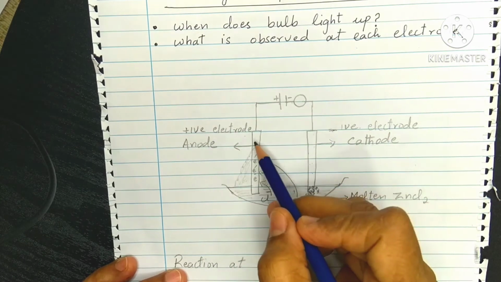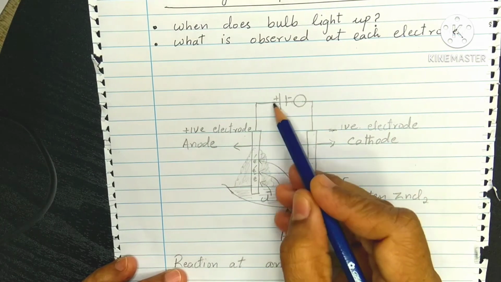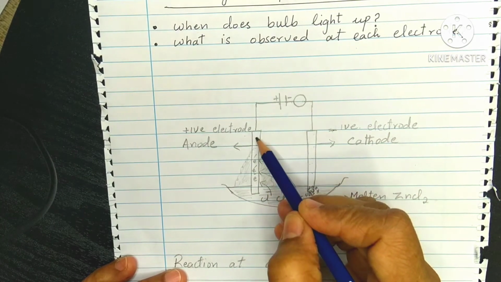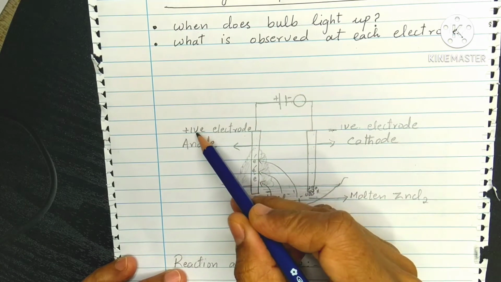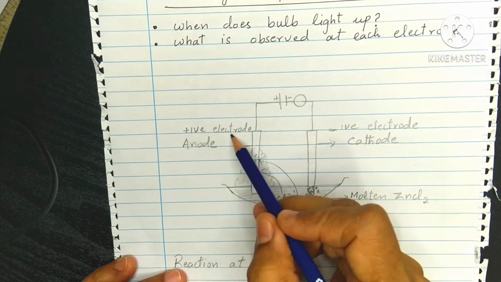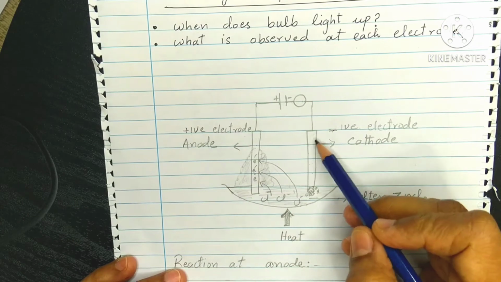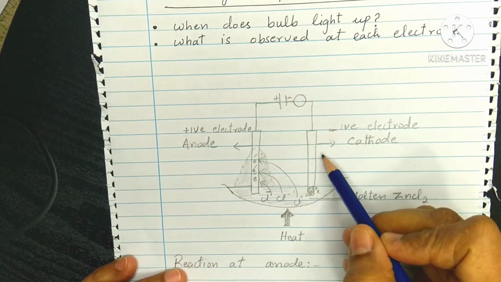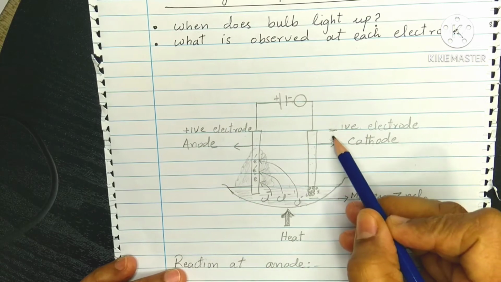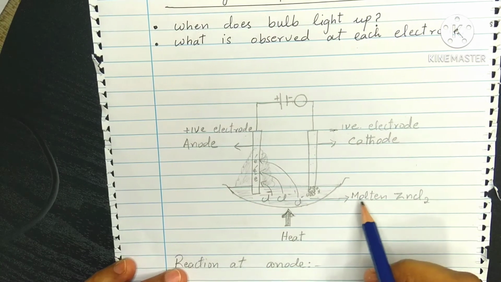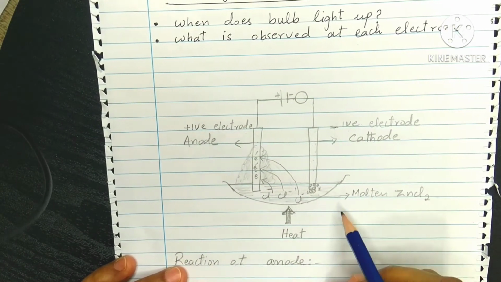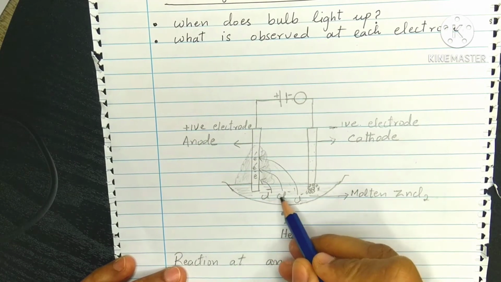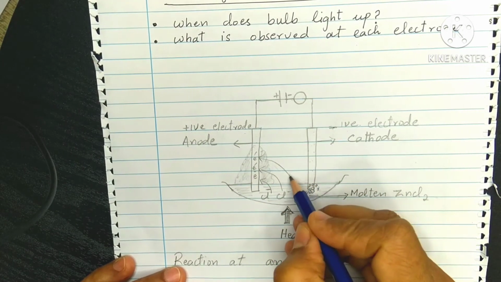Now the two electrodes. The electrode which is connected to the positive terminal of the battery is called the anode, and we also call it the positive electrode. The electrode that is connected to the negative terminal of the battery is called the cathode, and is also known as the negative electrode. The molten zinc chloride has negative chloride ions and positive zinc ions.